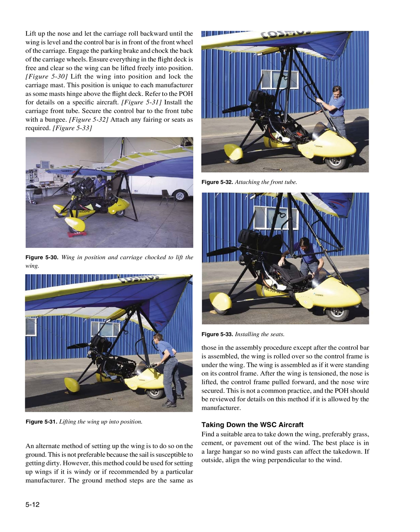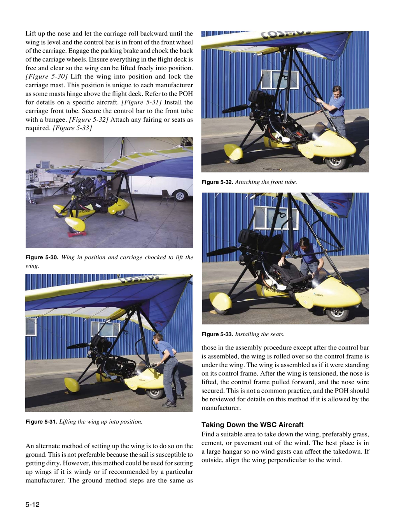Figure 5.30, lift the wing into position and lock the carriage mast. This position is unique to each manufacturer as some masts hinge above the flight deck. Refer to the POH for details on a specific aircraft. Figure 5.31, install the carriage front tube. Secure the control bar to the front tube with a bungee. Figure 5.32, attach any fairing or seats as required.